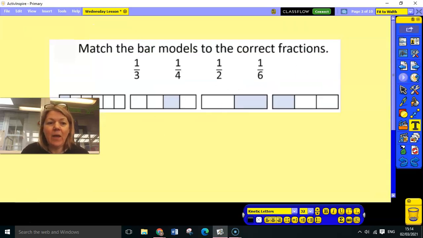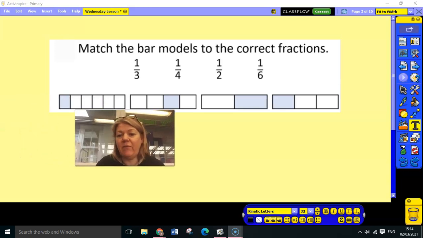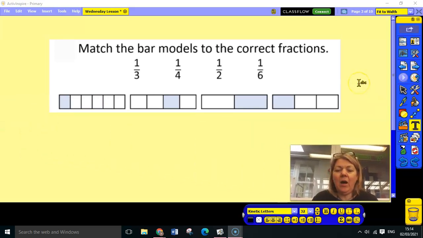So today we're going to be thinking about fractions of amounts, but before we do that, I think it's really important that we understand our bar model images, our bar model diagrams showing how many parts. So a very quick, simple activity for you to do. Match the bar models to the correct fractions. You can see 4 fractions, 4 unit fractions, the numerator is 1, 4 bar models. Pause now, and can you match them up?